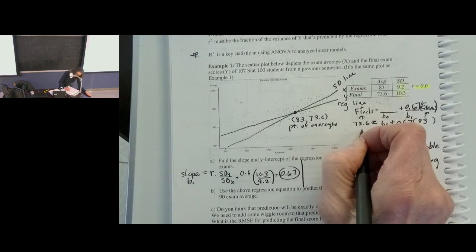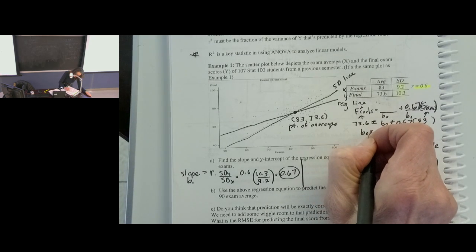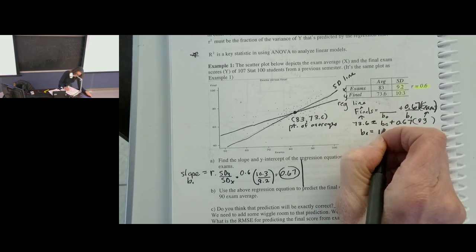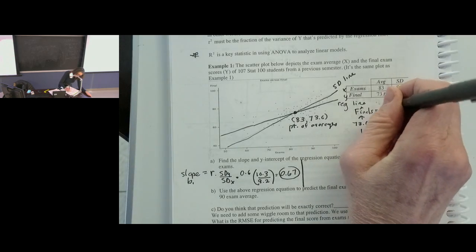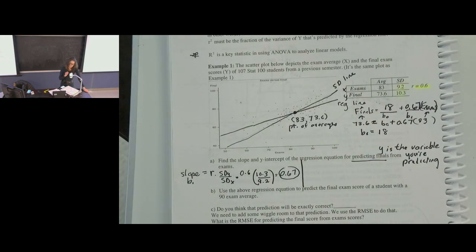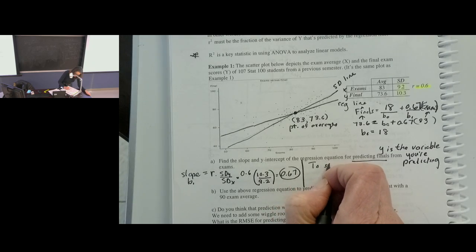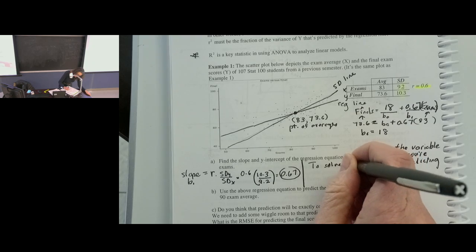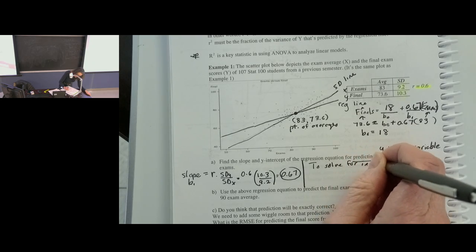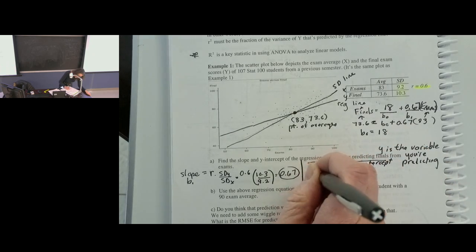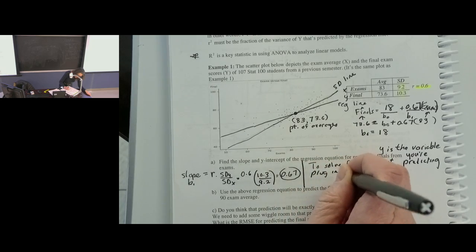I got that the intercept is approximately 18. So that's what I'm going to put in there, and there's our equation. Just reminding you, to solve for the intercept, plug in the point of averages.